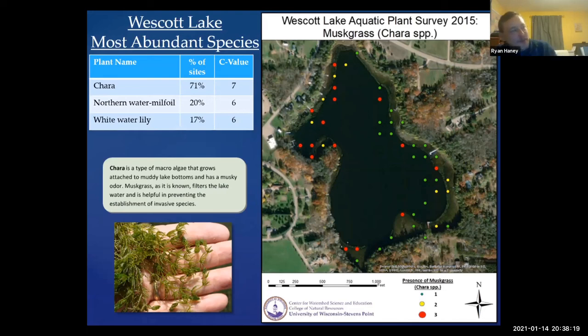The next most popular plant was northern water milfoil, which is a native species of milfoil. Looks very similar to the invasive and is often mistaken for it, but it's a decent plant at 20% of the sites. And then the white water lily, which is probably not a lot of people's favorites because that's a floating plant and is often a recreational nuisance, but nonetheless is very healthy for the lake, helps keep the water cool, shades the water, things like that, at 17% of the sites.